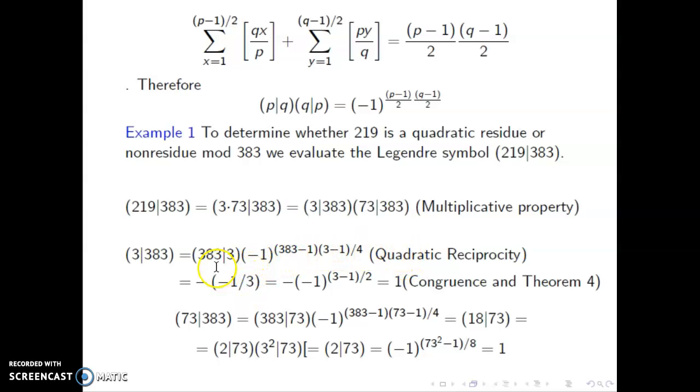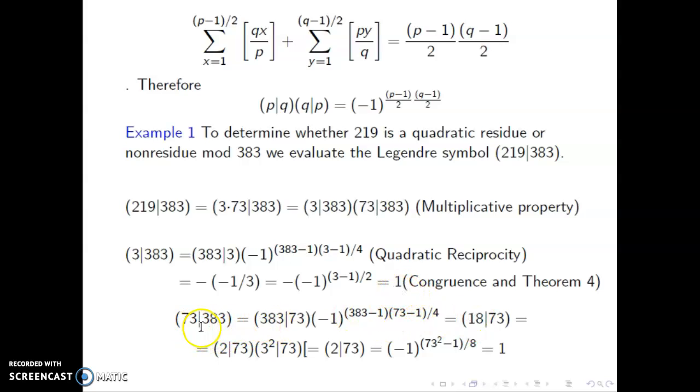Now I can simplify this. This happens to be 3, which can be written as minus 1 mod 3. And therefore this can be written as minus of minus 1 mod 3. This becomes minus 1, of course. This is equal to minus of minus 1 raised to 3 minus 1 by 2 by using congruences and theorem 4, and hence this is equal to 1.